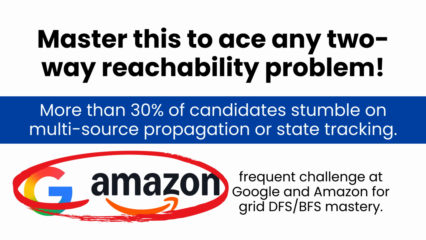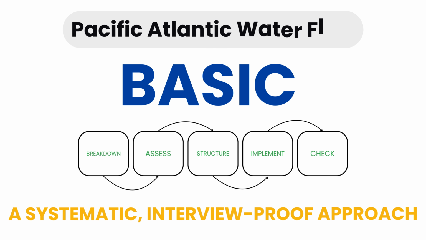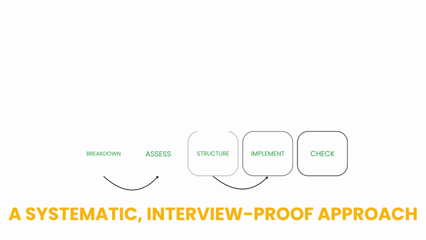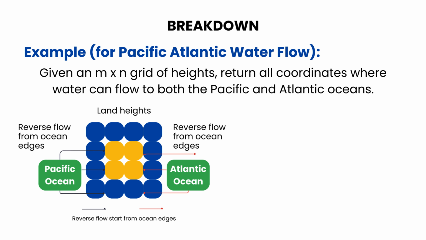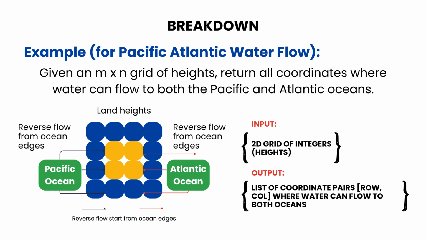Let's solve Pacific Atlantic water flow using the basic approach, a robust method for systematic, interview-ready solutions. Given an M by N grid of heights, return all coordinates where water can flow to both the Pacific and Atlantic Oceans. Water can flow from a cell to neighboring cells with equal or lower heights. The Pacific touches the left and top edges. The Atlantic touches the right and bottom edges. The input is a 2D grid of integers, heights, and the output is a list of coordinate pairs, row, col, where water can flow to both oceans.